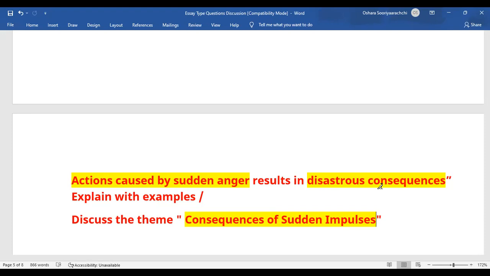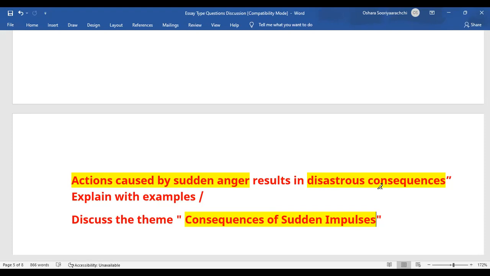So now I think you understood the question. In this question, we have to talk about sudden anger, or what we call sudden impulses. The instant feelings we are getting, those are the sudden impulses. In this poem, the instant feeling that the narrator got was anger, right? So we have to talk about the incident caused by anger, and then the consequences, the results of responding to sudden anger or sudden impulses. So we have to build up our answer focusing more on the consequences of sudden impulses, consequences of sudden anger.